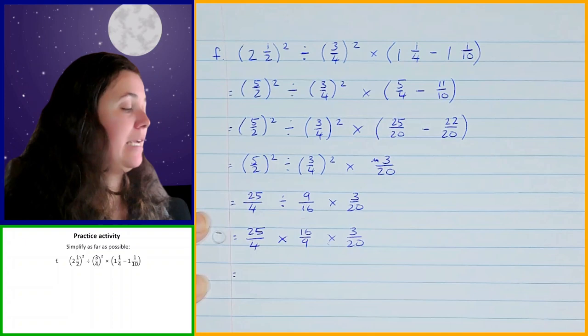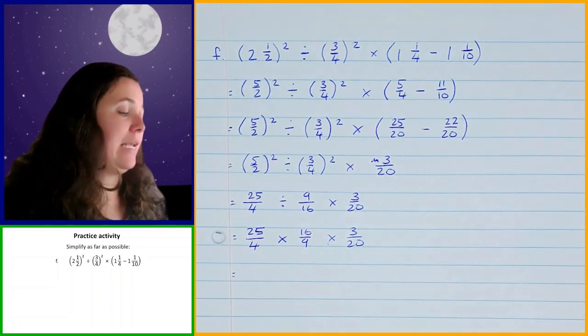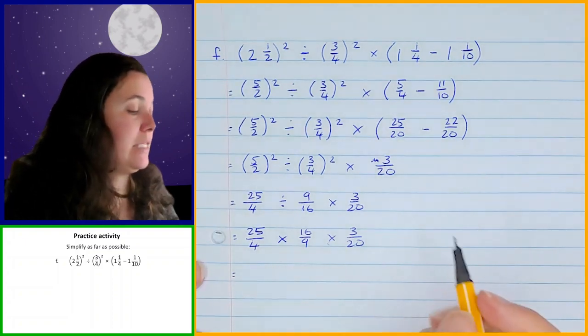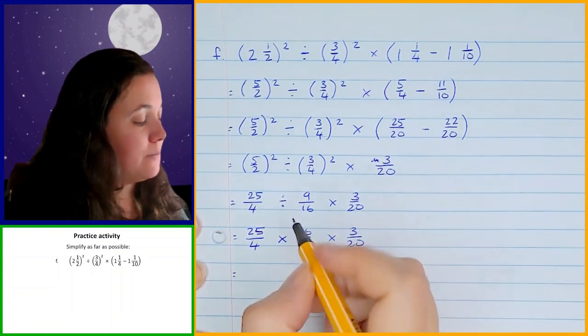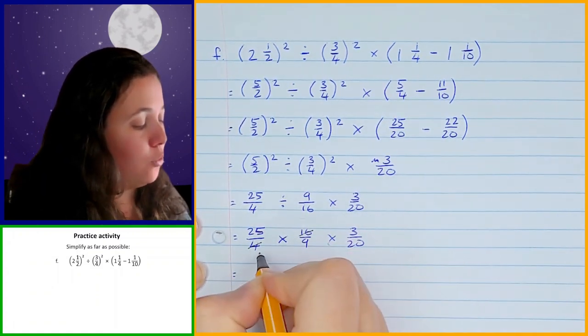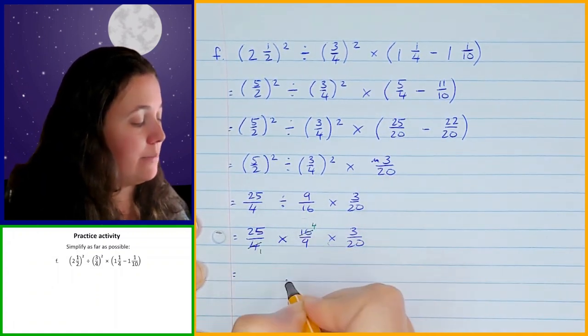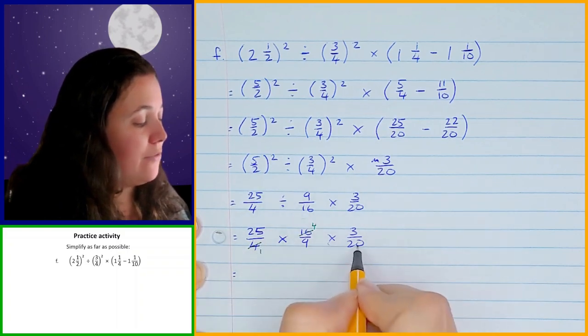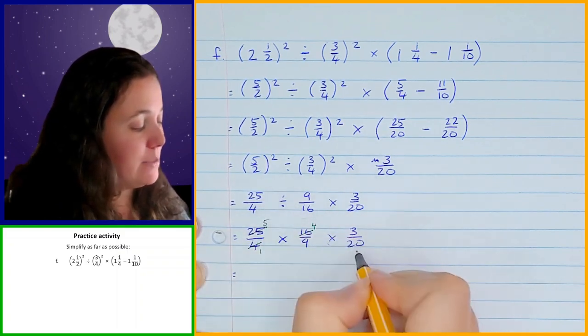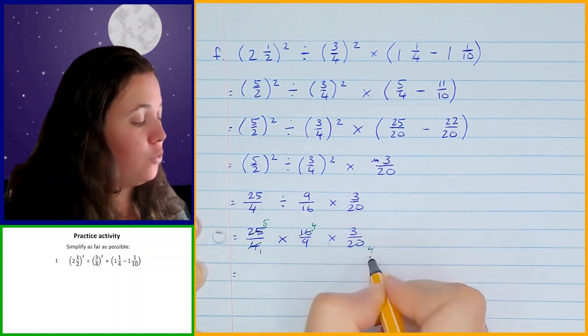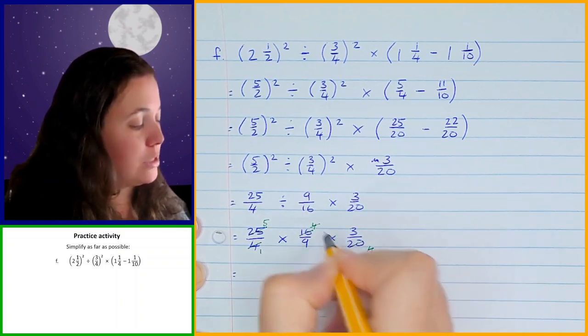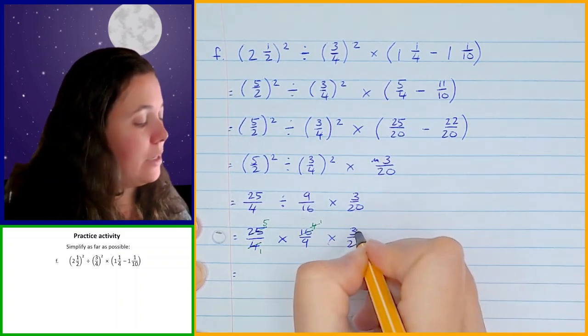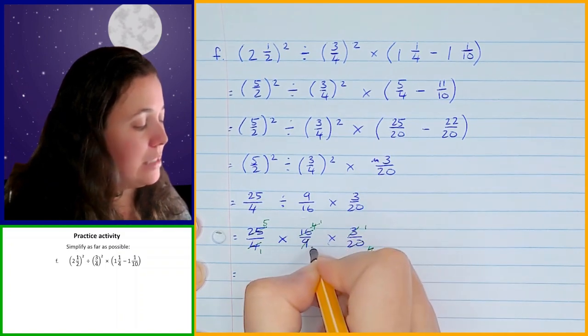And then I can go and find any common factors that I can cancel out in the numerators and denominators. So over here, I have got 4 and 16. 4 goes in there once, 4 goes in there 4 times. Here, 25 and 20, 5 goes in there 5 times, 5 goes in there 4 times. And then these two 4s that I've got, I can now cancel out. 4 goes in there once and 4 goes in there once. And then 3 goes in there once, and 3 goes in there 3 times.